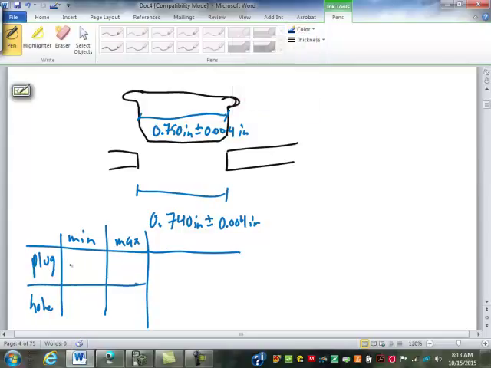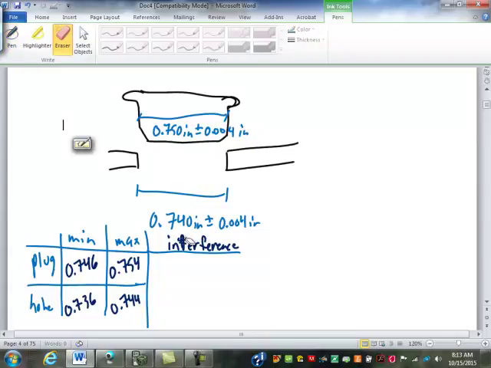What is the smallest the plug could be? What's the largest the plug can be? Smallest the hole can be? 0.736, 0.744. So our minimum interference comes when the plug is small and the hole is large. What's that come out to be?